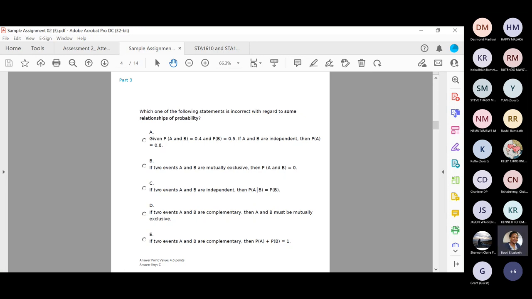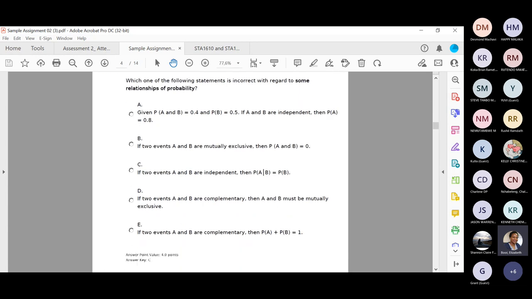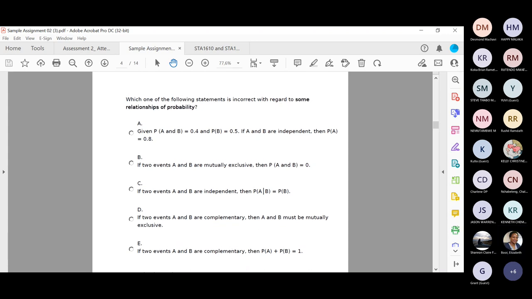Which one of the following statements is incorrect with regards to some relationships of probabilities? Sorry, I'm giving you the answers. A, given the probability of A and B is equals to 0.4 and the probability of B being equals to 0.5, if A and B are independent, then the probability of A will be 0.8. What do they mean? You need to go and find what will be the probability of A given B.